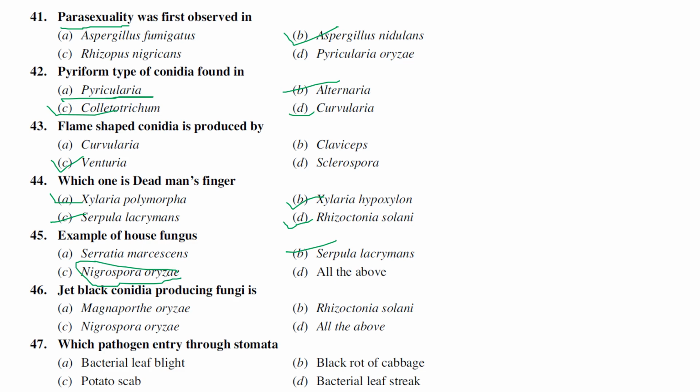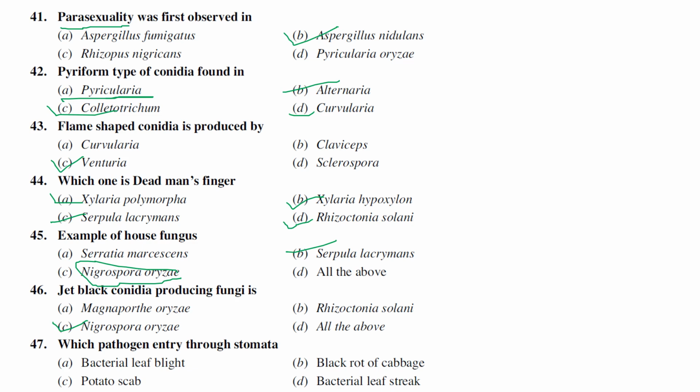The next question itself is the same. Jet black conidia is produced by Magnaporthe oryzae, Rhizoctonia solani, Nigrospora oryzae, all the above. The answer is Nigrospora oryzae produces jet black conidia. To have a better understanding about conidia, on the next slide I have placed a couple of conidia along with their shapes and colors and all those things.